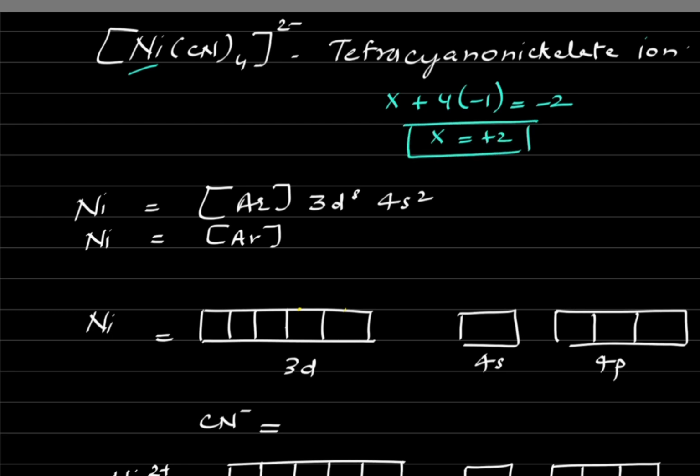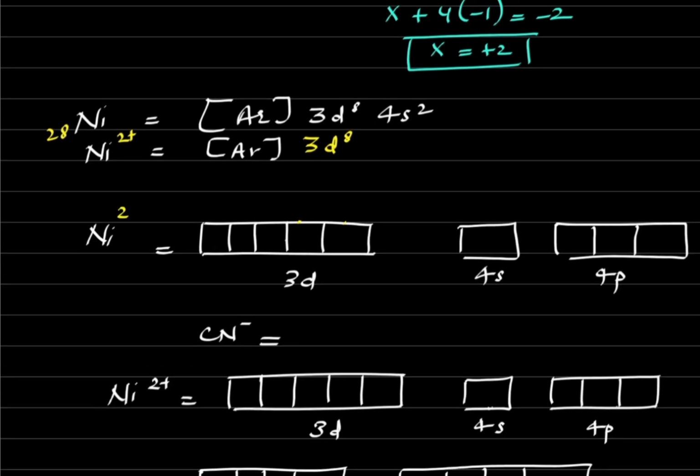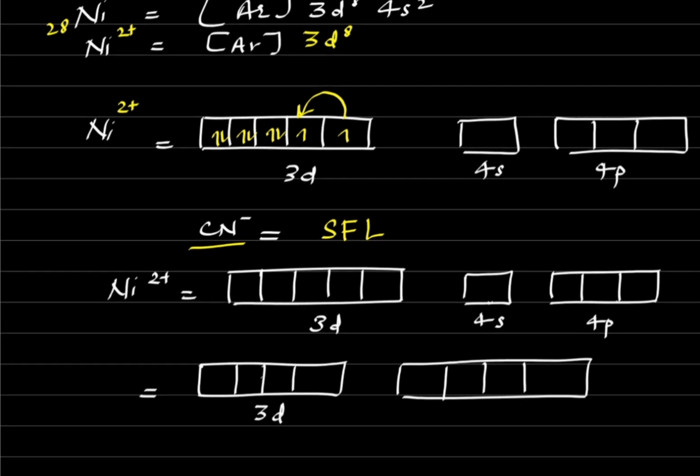Now, nickel, atomic number 28, has configuration argon 3d8 4s2. Nickel 2+ would be argon 3d8. Orbital diagram of nickel would look like this: 1, 2, 3, 4, 5, 6, 7, 8. Now there is scope for pairing of electrons, and cyanide, we know from examples before, is a strong field ligand. That means it would cause pairing of electrons. That would free up one 3d orbital.